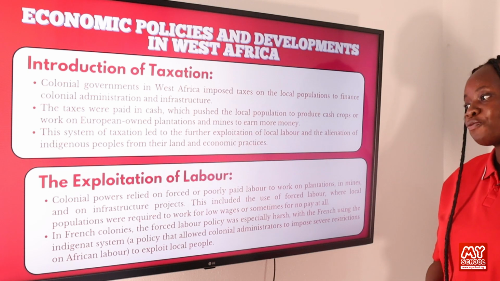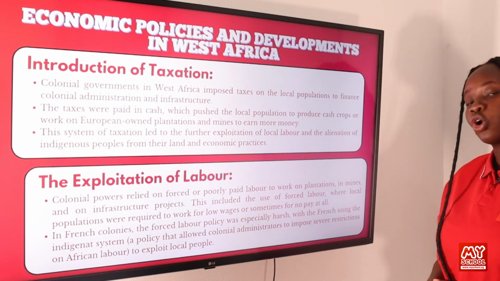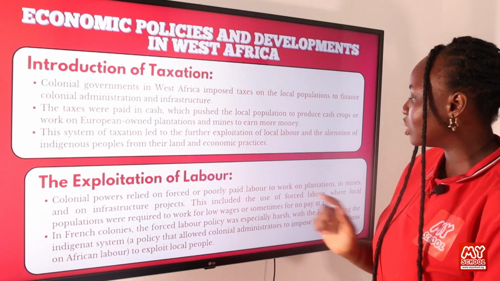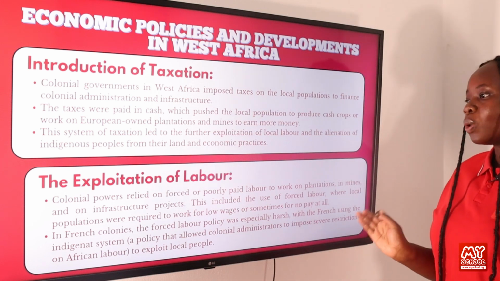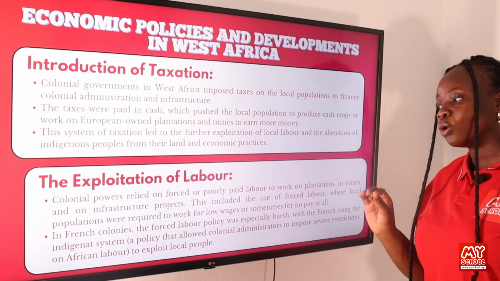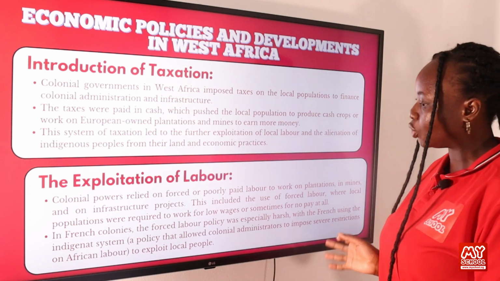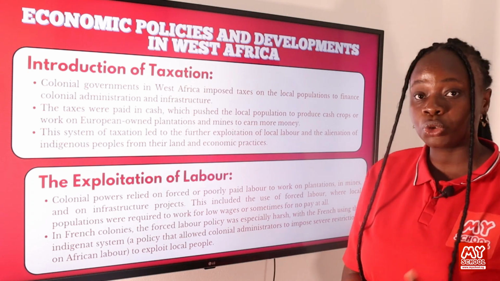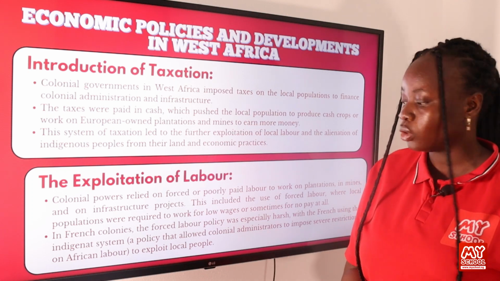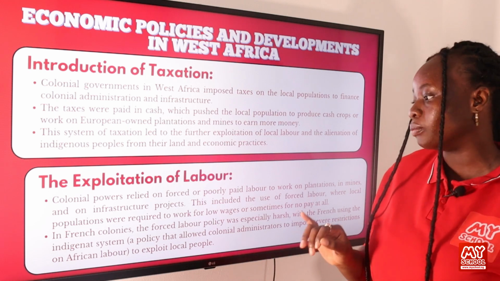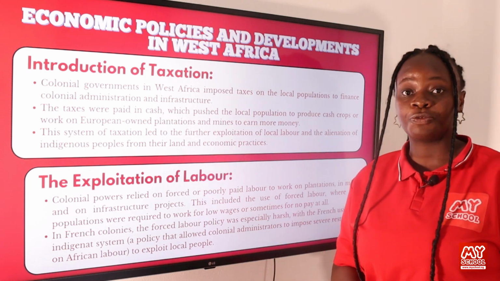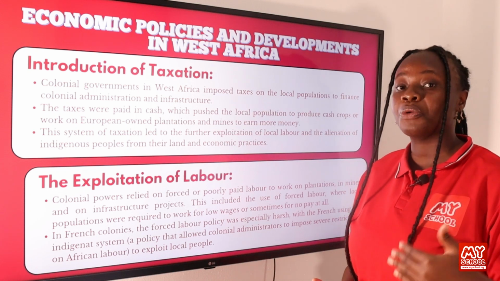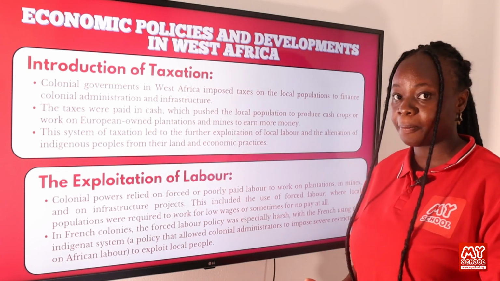Colonial powers relied on forced or poorly paid labor to work on plantations, in mines, and on infrastructural projects. This included the use of forced labor, where local populations were required to work for low wages or sometimes for no pay at all. We saw a lot of that in the French colonies. When we talked about the French Colonial Administration, we talked about how some of these laborers were made to work on the French farm for free. There was a period where they were required to work on these farms without pay.